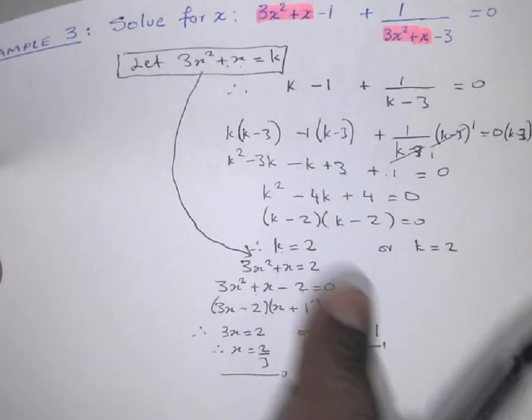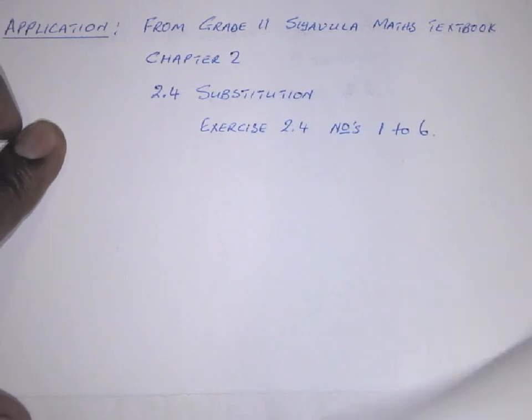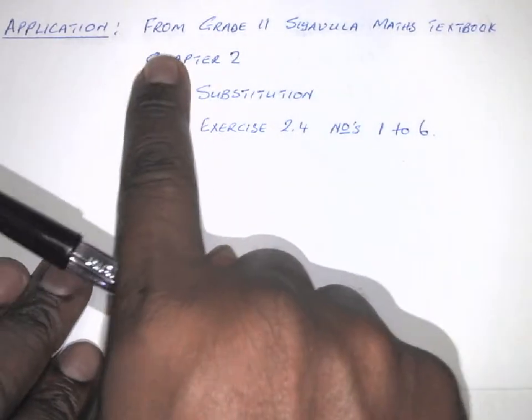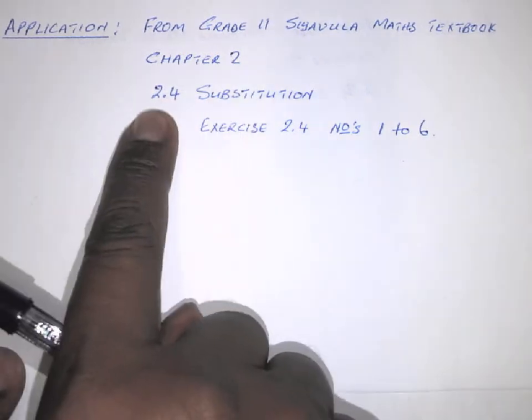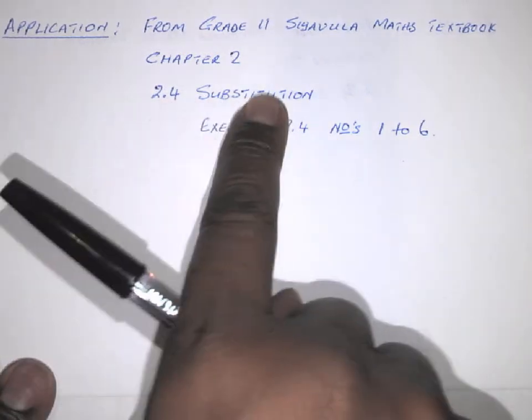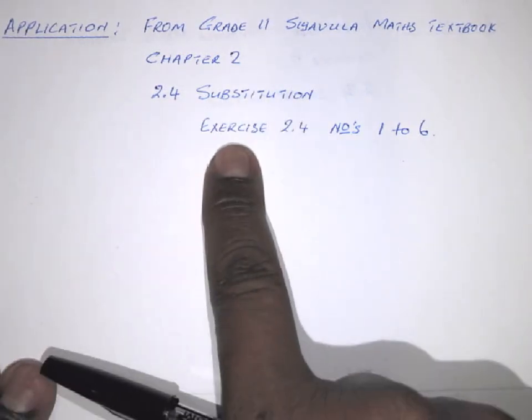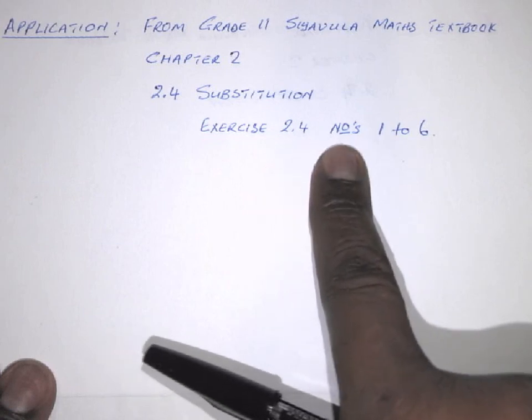Now, you can try a few from your textbook, the grade 11 Siyavula maths textbook, chapter 2, exercise 2.4, which says substitution. On exercise 2.4 just do numbers 1 up to 6.